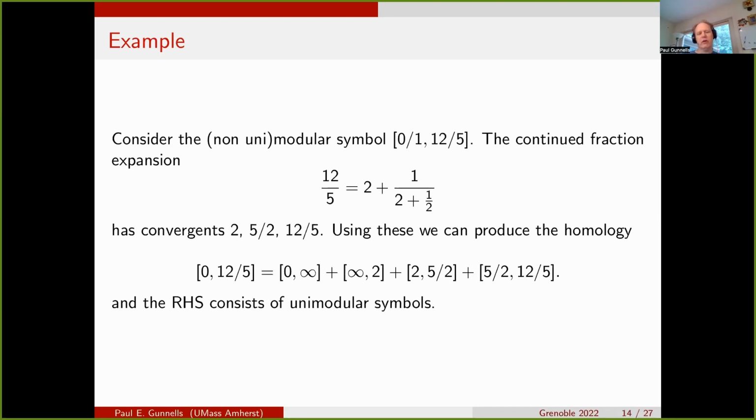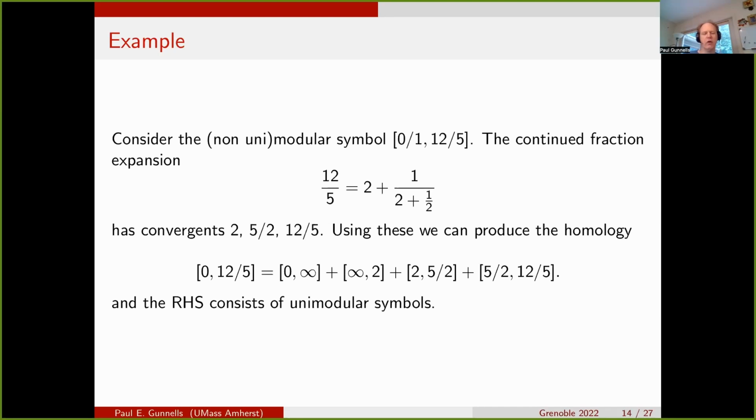Now, in general, what do I do if I don't have one that starts at 0 and goes to some rational number? Well, I just apply an element of SL2Z to move one of those cusps to 0, and then the other one will either go to infinity, in which case I don't have to worry about it, or else it goes to some rational number, and then I do this, and then translate back. Okay, so that's the classical way to do this, and it works incredibly well.